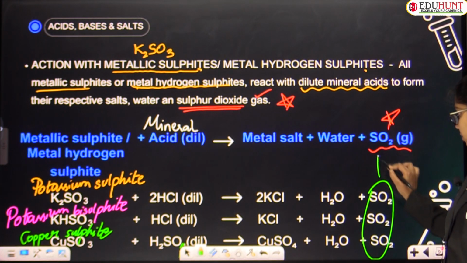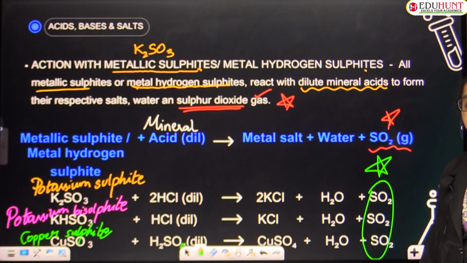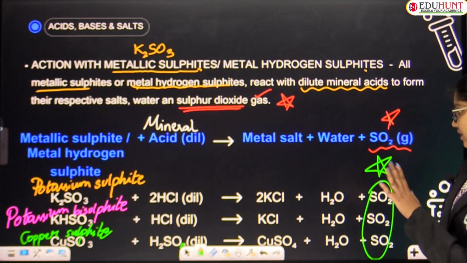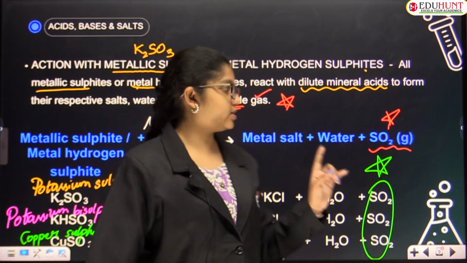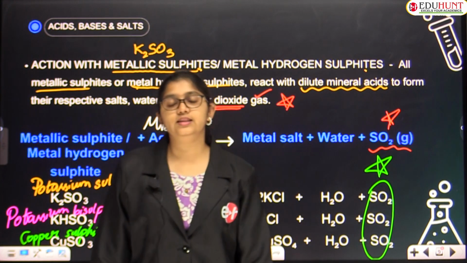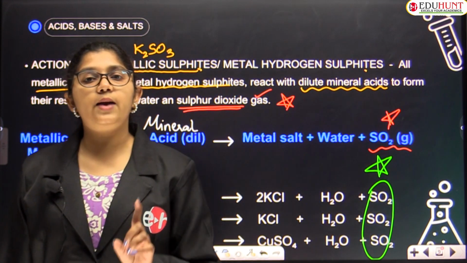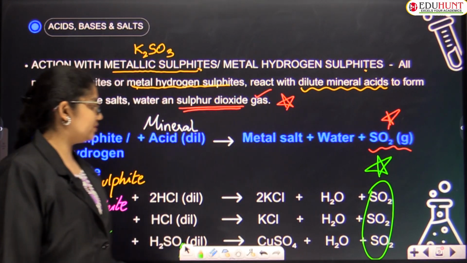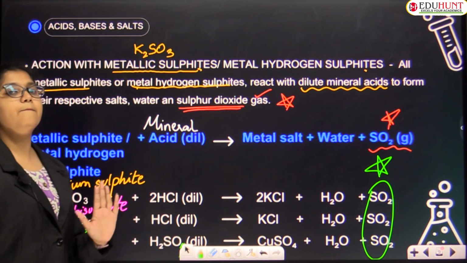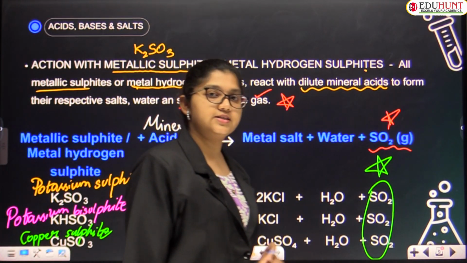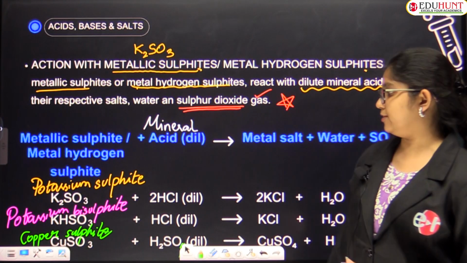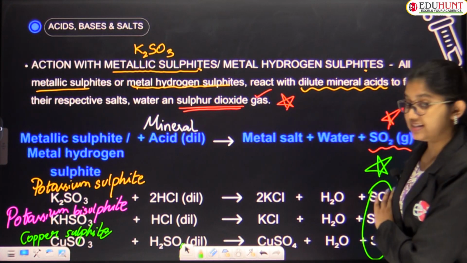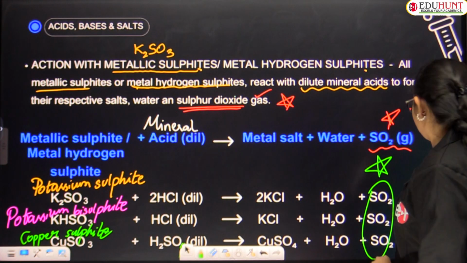What is the main important point in particular? Metallic sulfites, children, give rise to a special gas. What is that? Sulfur dioxide gas. Remember that. In the metal carbonates, it is carbon dioxide; here it is sulfur dioxide. Clear? This is all about the action with metallic sulfites or metal hydrogen sulfites. Now, if you remember this, next will be very easy. Shall I show that?